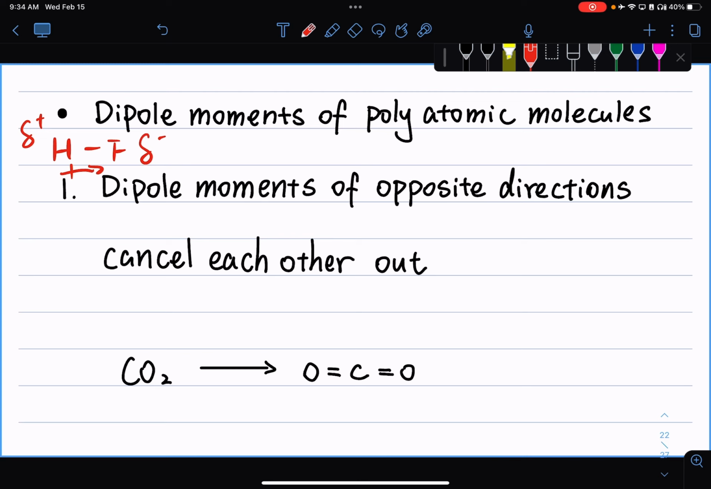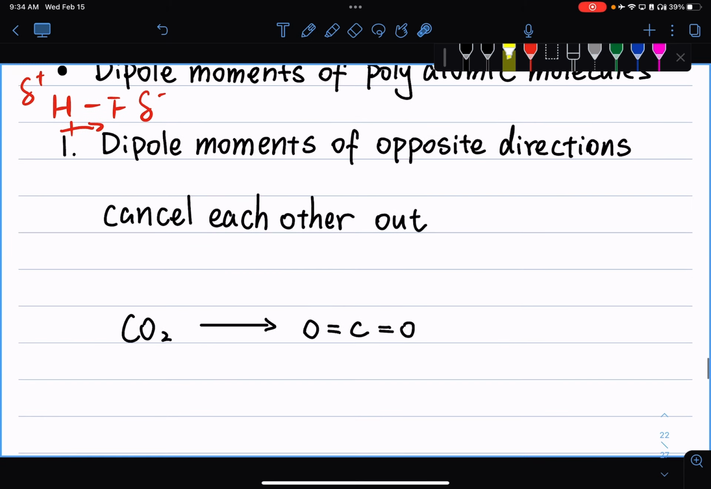We'll use CO2 as an example. So in CO2, the rule I wish everybody to get is that dipole moments of opposite direction will cancel each other out. So dipole moment has a direction, right? We're pointing from the less electronegative atom to the more electronegative atom.